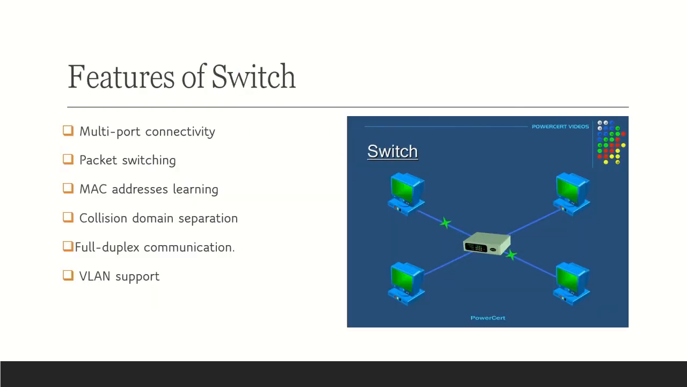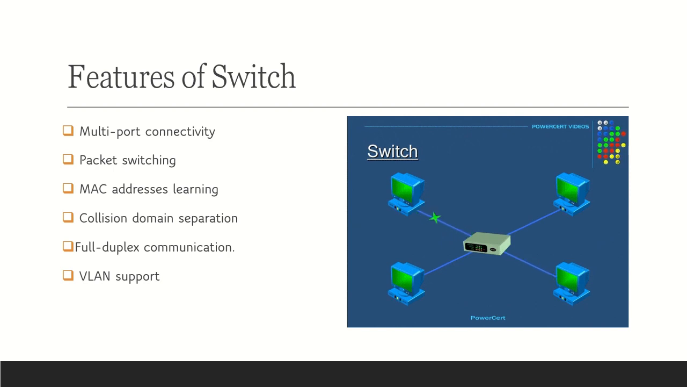What are the features of a switch? It is also a device with multiple connectivity, and it uses the packet switching method. It can save the MAC addresses of the connected devices, so it can transmit the data to the specific device, not to all the connected devices in the same network.